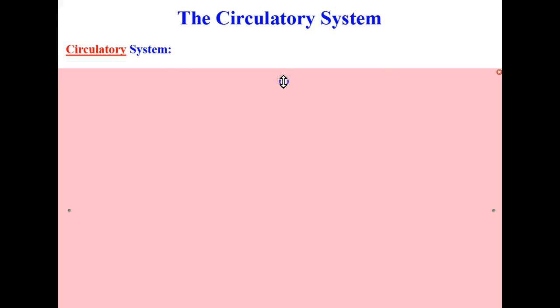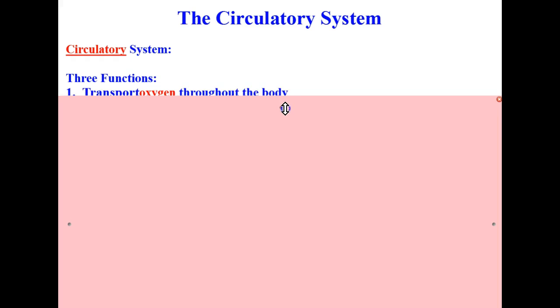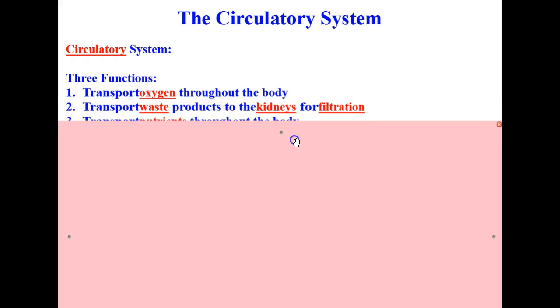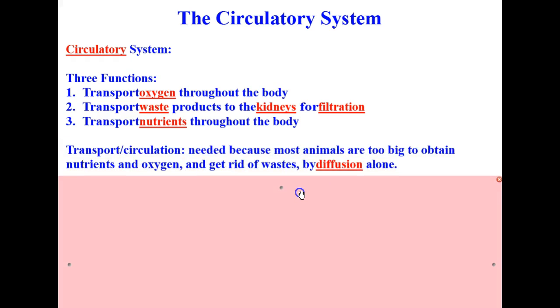The 3 functions of the circulatory system are to transport oxygen throughout the body, transport waste products to the kidneys for filtration, and to transport nutrients throughout the body. A transport circulation system is needed because most animals are too big to obtain nutrients and oxygen and get rid of waste by diffusion alone.